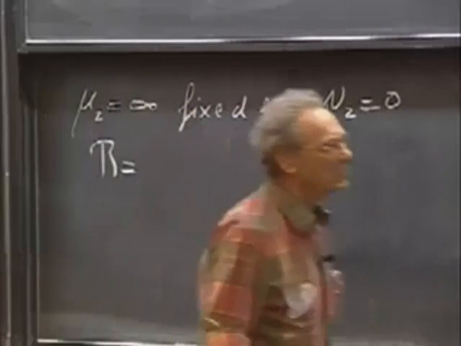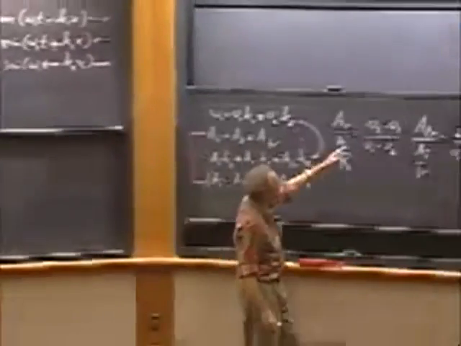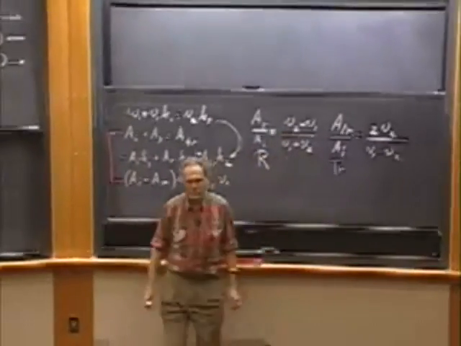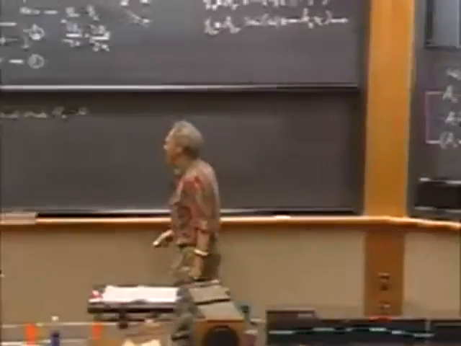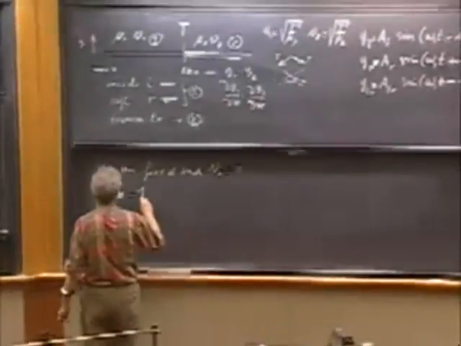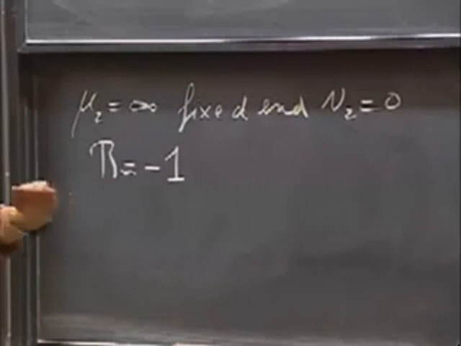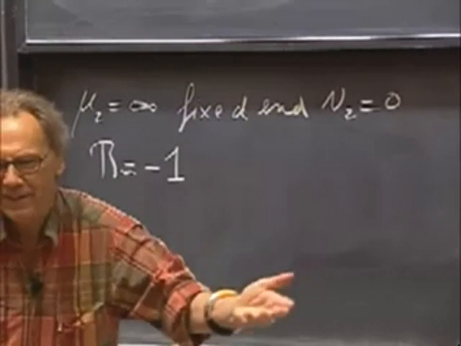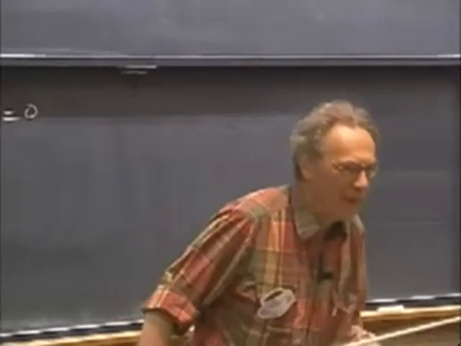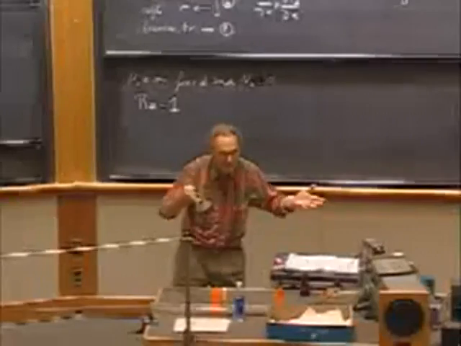V2 is 0. Well, if V2 is 0, I get minus 1. That means when a mountain rolls in, what comes back? A valley. And when a valley rolls in, what comes back? A mountain. And we've seen that. We demonstrated it last time.